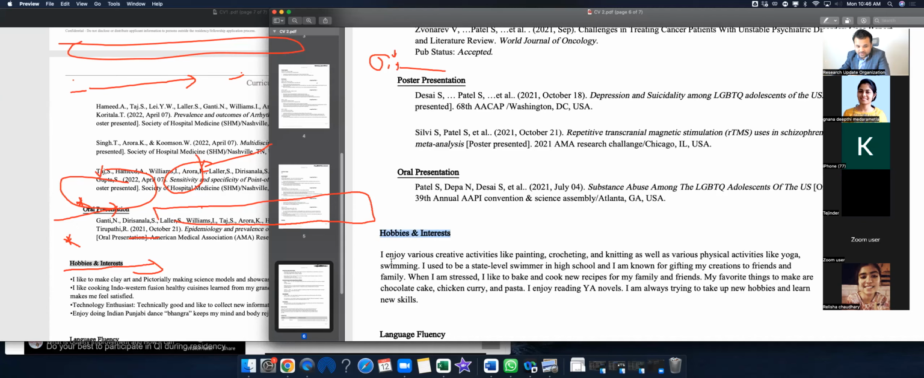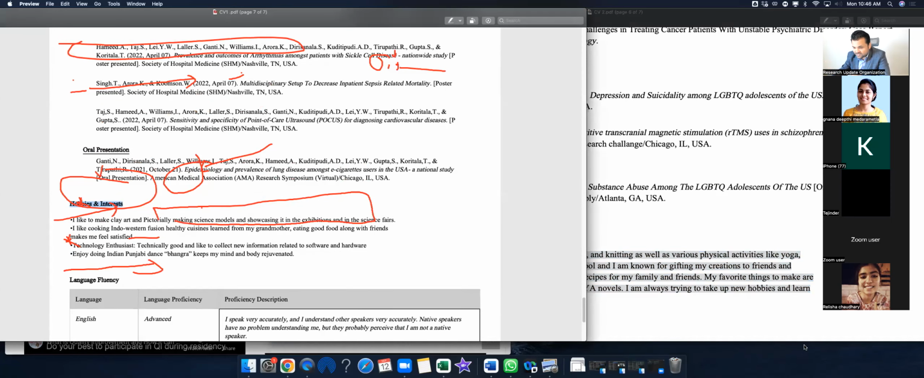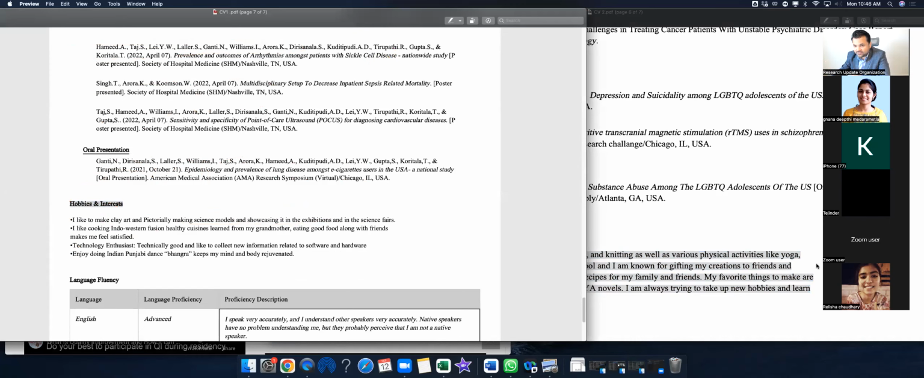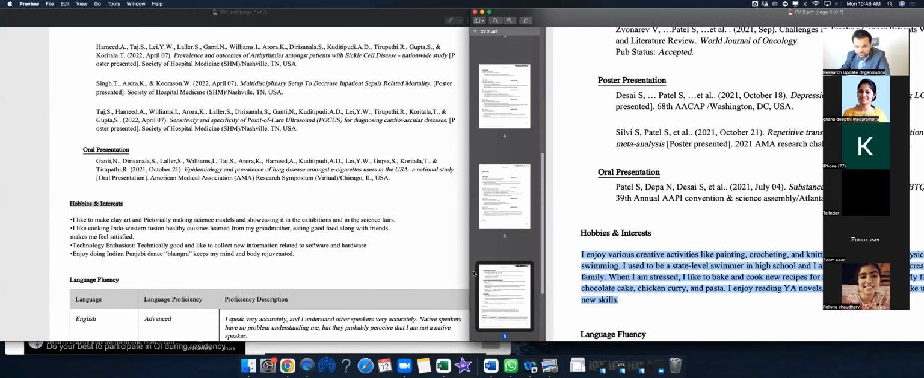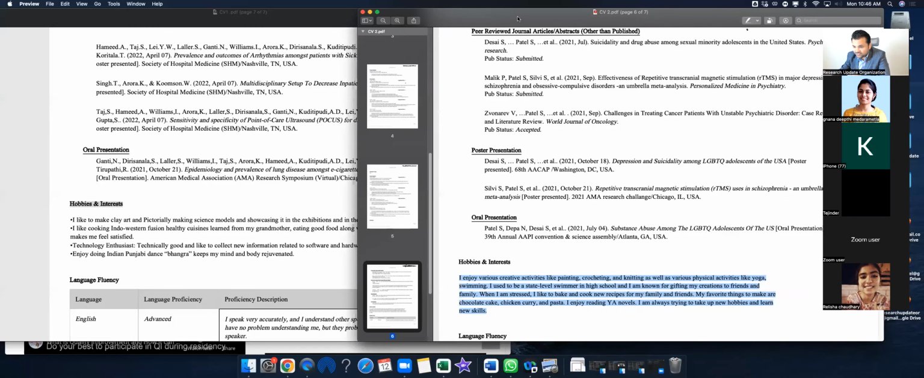Now, if you see, there are two types of examples I brought here. One is this, one is this. What do you think, if someone has these two types of CV, as a program director, which one would you like to read? What do you think? Tejinder?